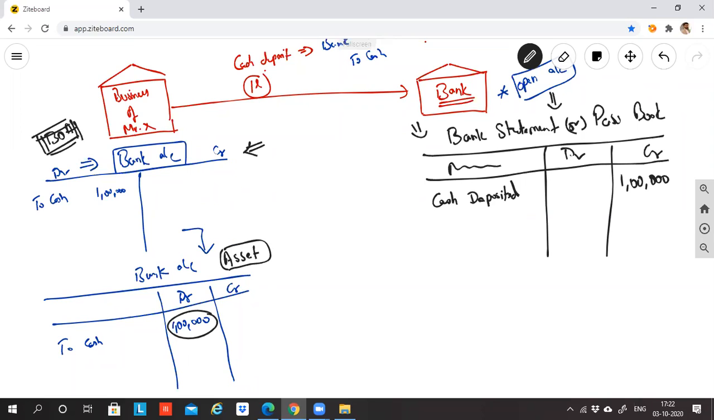To increase the asset, we give a debit. To decrease the asset, we have to give a credit. So when I'm depositing 1 lakh rupees in the bank, my asset is increasing. Hence, I debited the bank account.